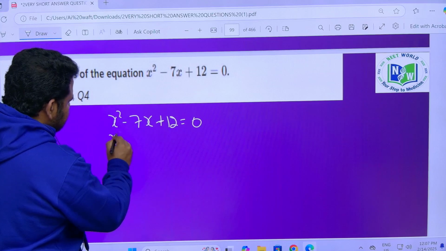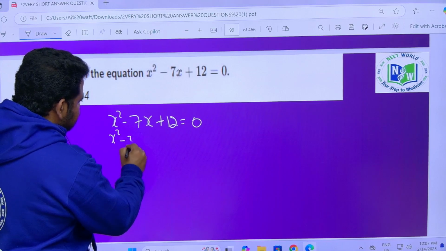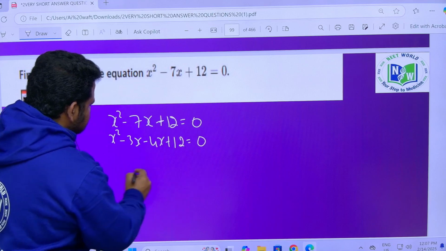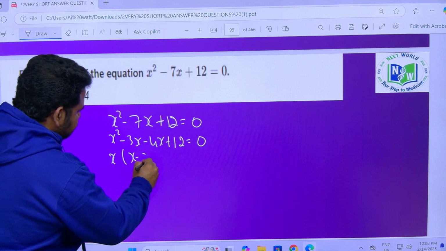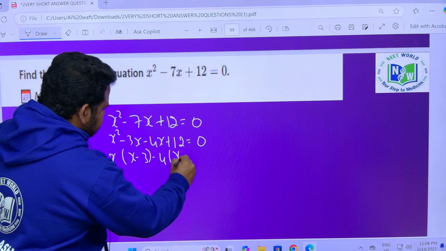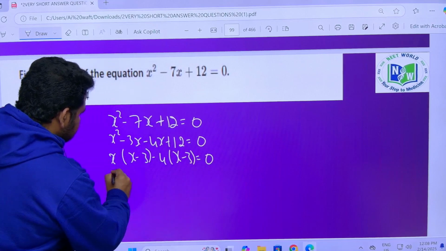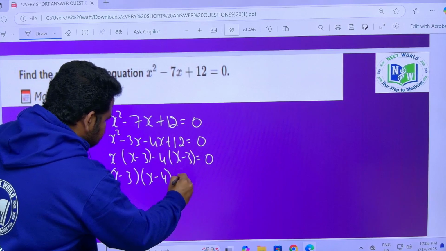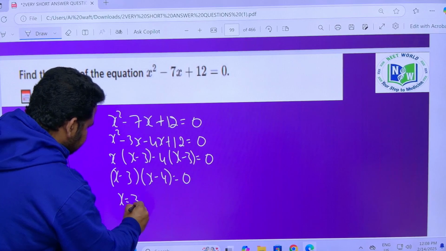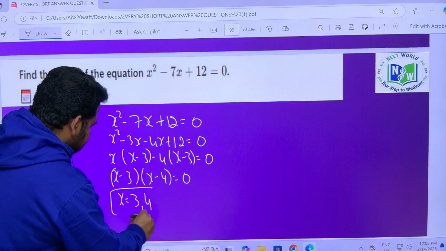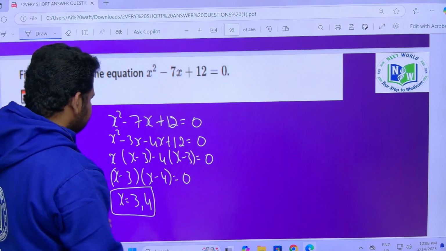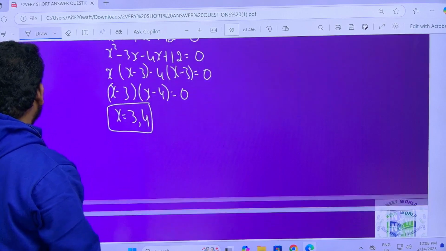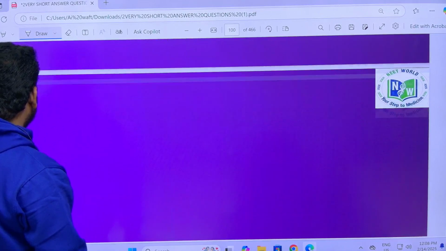So I should write what? x square minus 3x minus 4x plus 12 is equal to 0. So this will be x into x minus 3 minus 4 into x minus 3. So we will get x minus 3 into x minus 4 is equal to 0. Therefore x will be equal to 3, 4. These are the roots of the equation. You have to write x is equal to 3, x is equal to 4 are the roots of the equation. That's it. Let us move forward. It is the next question.